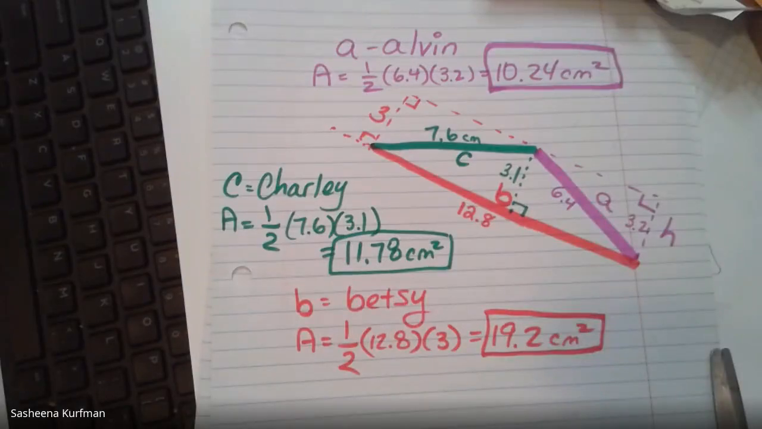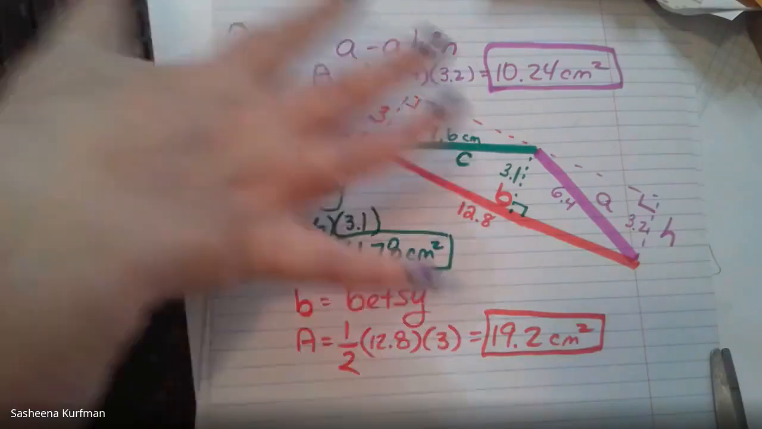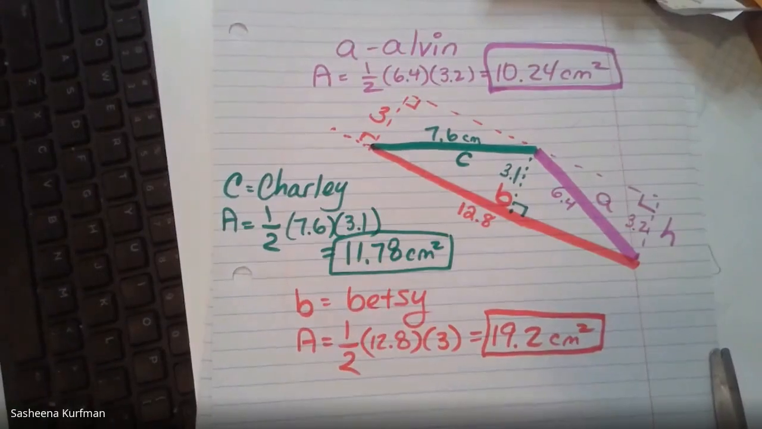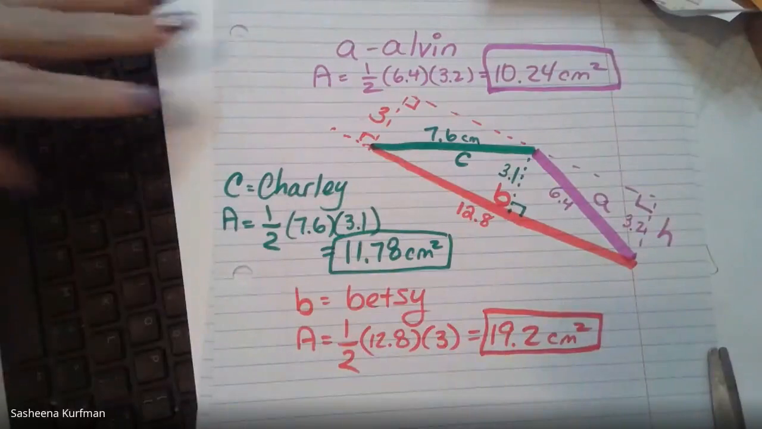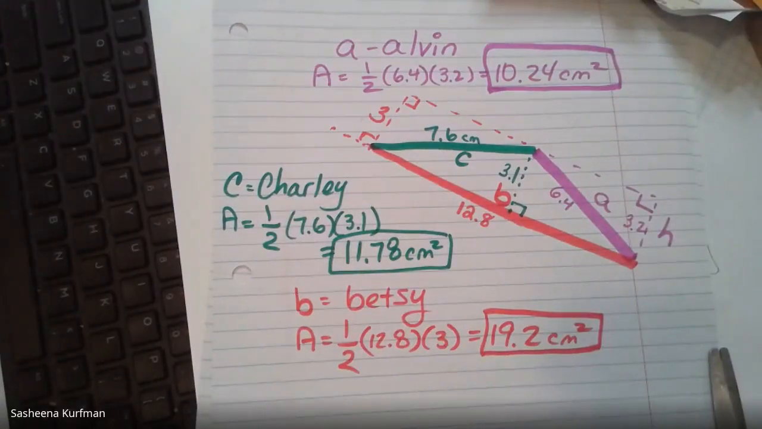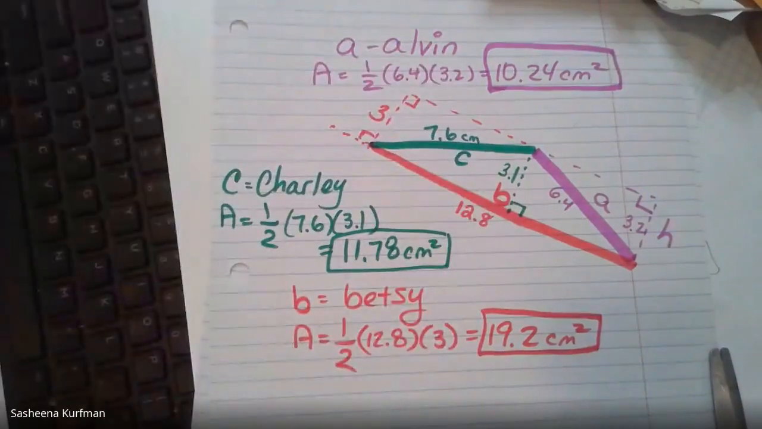All right, so now what we're going to do is go over this much more difficult problem. What you were asked to do with a problem very similar to this on the test is you were told that Alvin, Charlie, and Betsy all tried to find the area of this triangle. Each of them, and I've color coded it, drew their height for their side, and then they calculated their area.